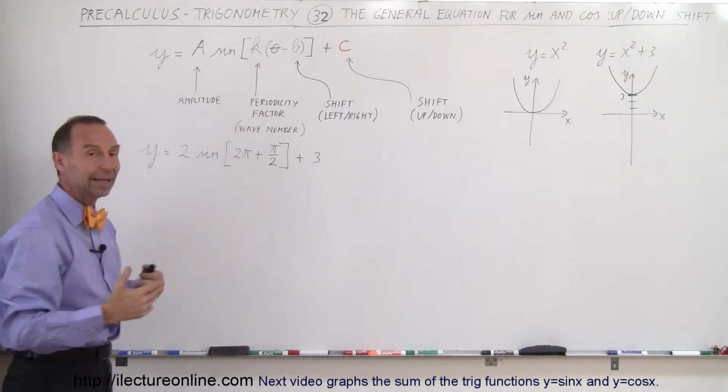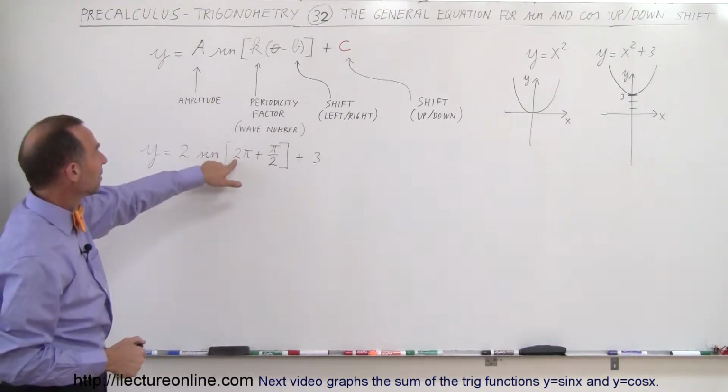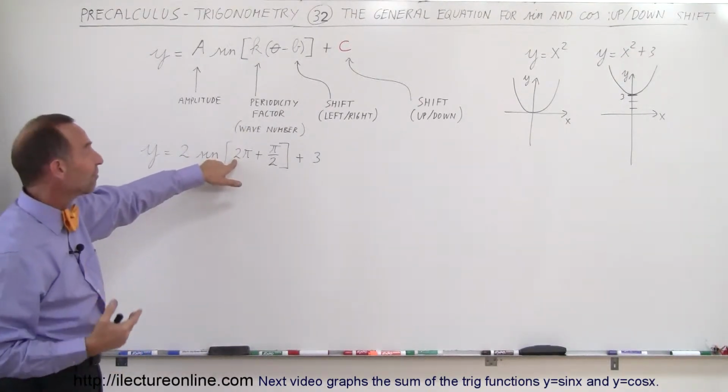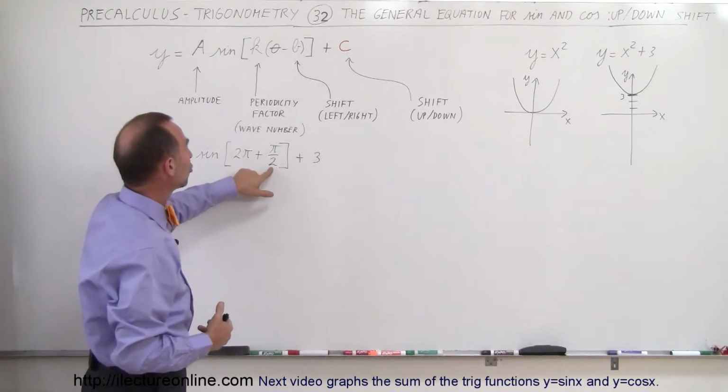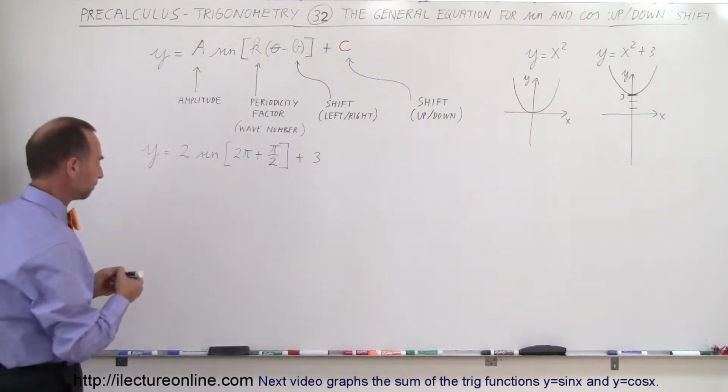So now let's go ahead and practice everything we've learned so far. So we have to deal with the amplitude, the periodicity factor, or the wave number, if we want to call it that, and the shift to left and right, and the shift up and down. All right, so you can see it all at once.